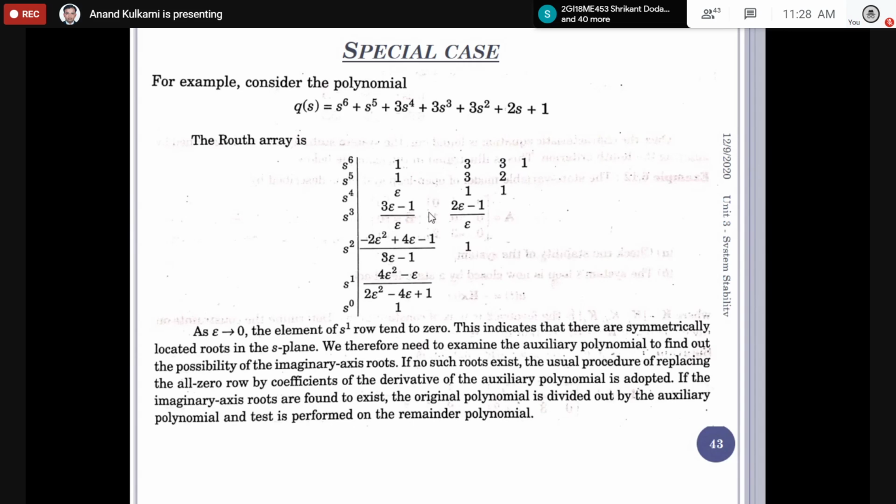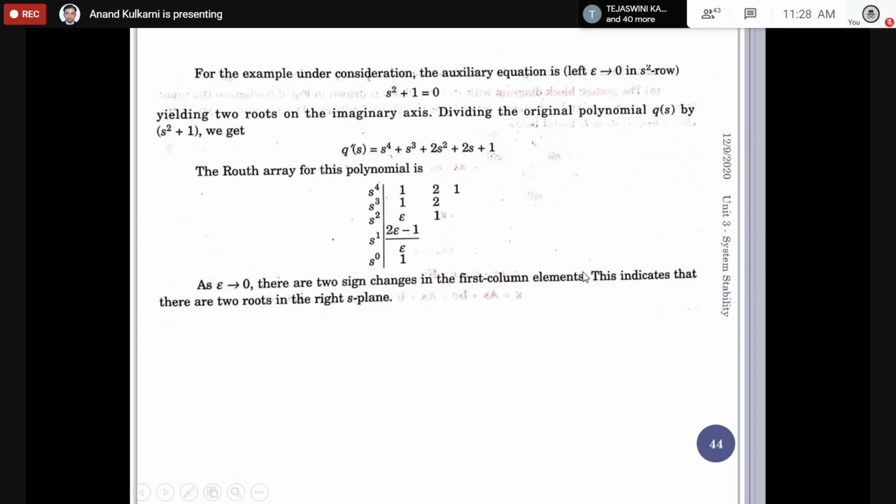Then how to proceed further? Now what you have to do is, this row has become 0, so take it as an auxiliary equation. You take the auxiliary equation. The s to the power 1 row has become 0, which means the s square row becomes the auxiliary equation. So this auxiliary equation is minus 1 upon minus 1, which is plus 1, with the s square term. So s square plus 1 is equal to 0 is the auxiliary equation.